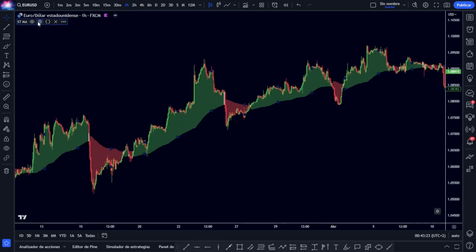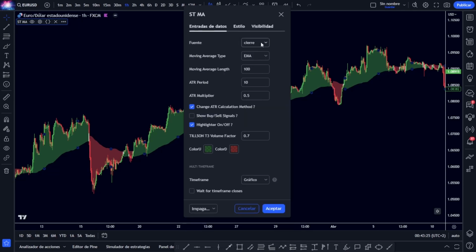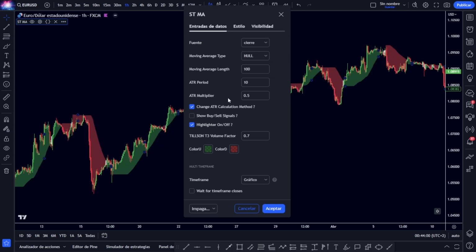Even so, the first thing we are going to do is go to the configuration part, where we can choose from a fairly large list the type of moving average that interests us to combine. In this case we will use the whole trend, as it is one of the most effective. You see how it changes the graph and shortens those areas of indecision to make the trends much clearer. Secondly, we will change the length from 100 to 150.